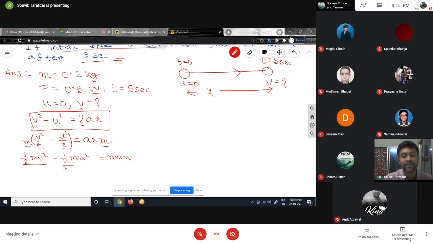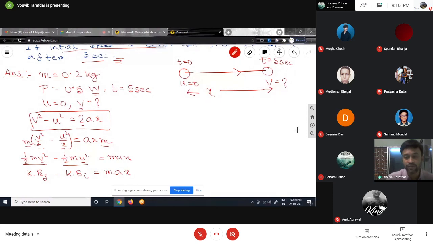Anyone can say what is half m v square, what is half m u square? Can you remember this formula from the work, power, energy chapter? Half m v square, it is the formula for kinetic energy. Very good. Now see, half m v square, v is the final velocity. U is the initial velocity. So we can write this as final kinetic energy minus initial kinetic energy is equal to m a x.